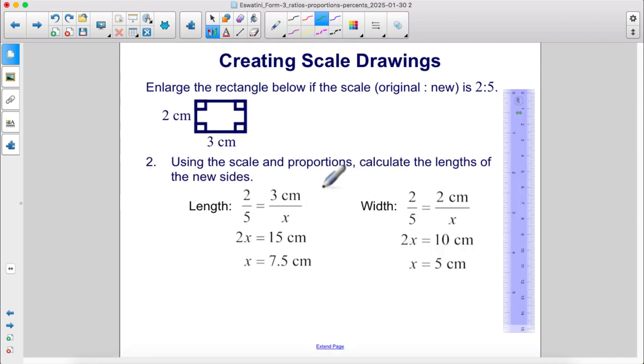Using the scale and proportions, calculate the lengths of the new sides. Alright, so the ratio we want is 2 to 5. So if it's 3 in the diagram, what's it going to be in our new scaled up version? That's x. Cross multiply, divide by 2, and we see that the long side of the rectangle will be 7.5 centimeters. We do the same thing with the short side, 2 centimeters. Cross multiply, solve for x, and we get that the short side of the rectangle will be 5 centimeters long.